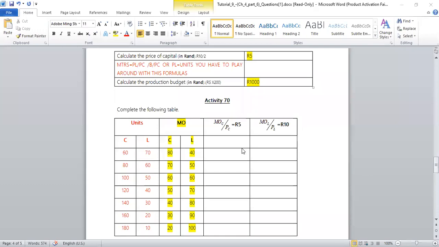The first one is 16, 14, 12, 10, 8, 6, and 4. 100% correct on this side.